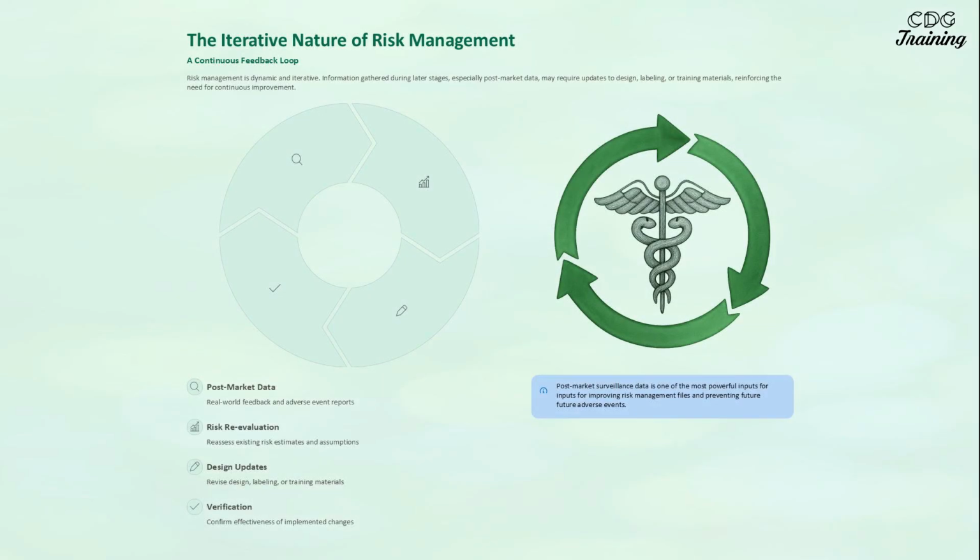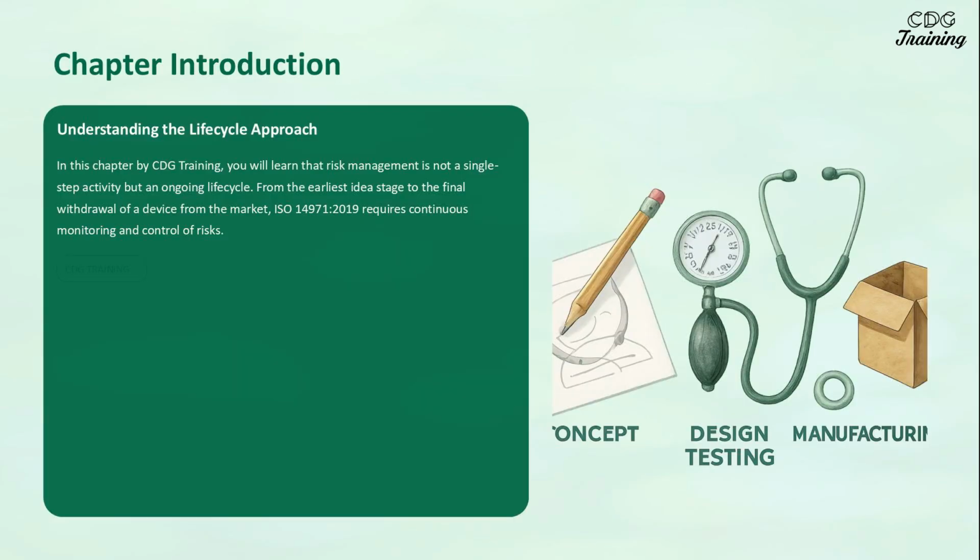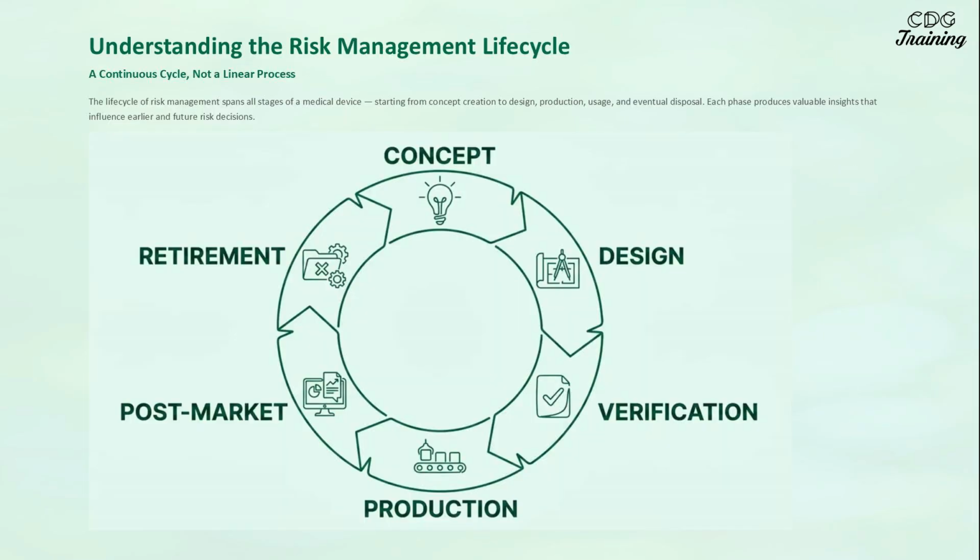Welcome to Chapter 4, where we delve into the risk management process from a complete lifecycle perspective. This journey is essential for understanding how development, use, and production are interconnected in the medical device lifecycle. In this chapter, you'll discover that risk management is not a one-time task but an ongoing lifecycle. From the initial idea to the final withdrawal of a device, ISO 14971-2019 emphasizes continuous monitoring and control of risks. The risk management lifecycle encompasses all stages of a medical device, from concept to retirement.